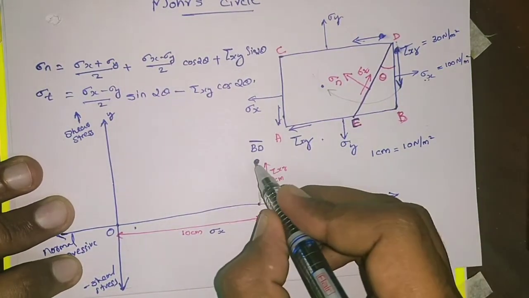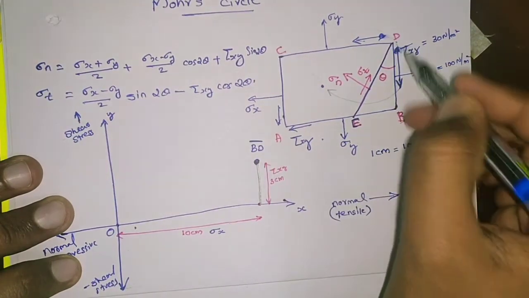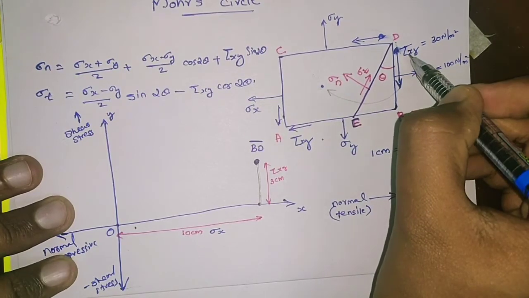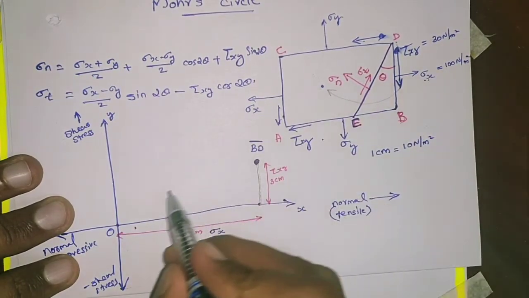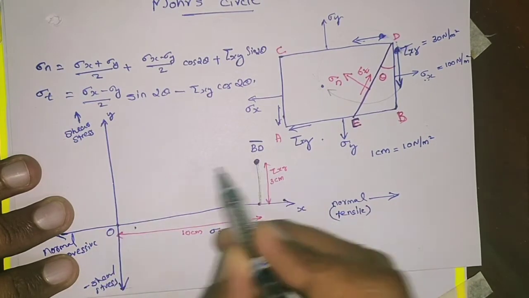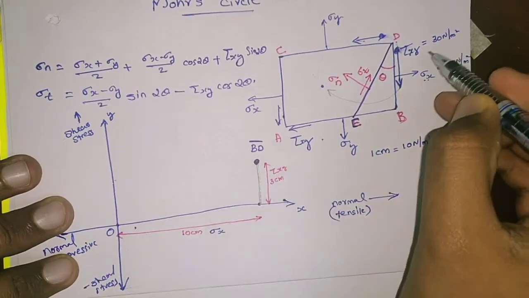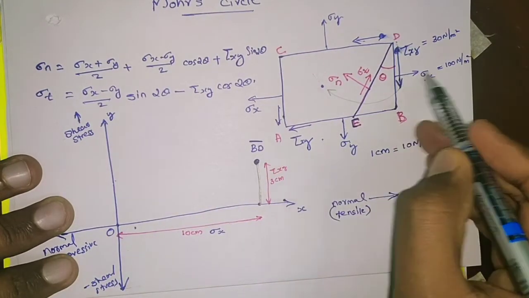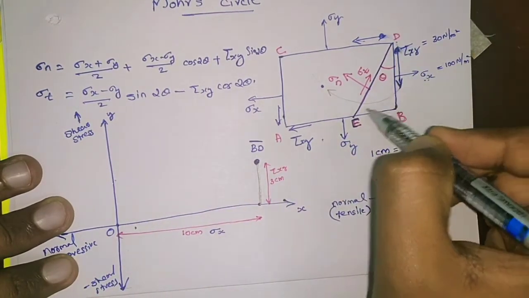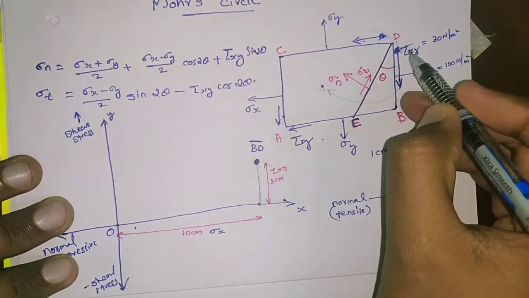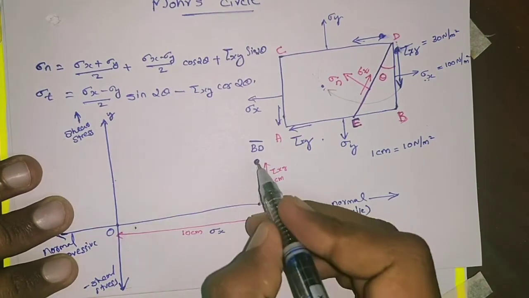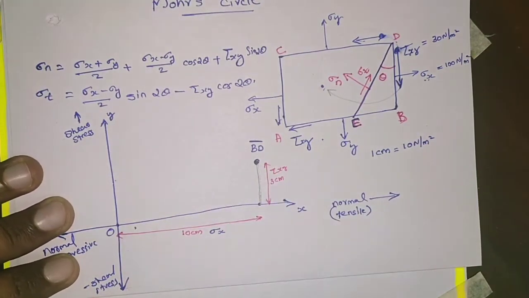This point represents the stress system in the plane BD, because in the BD plane there are two stresses, sigma x and tau xy. Sigma x is represented in the x direction, tau xy is represented in the positive y direction. So the sign convention is: this is tensile, so positive x direction. This is making a clockwise moment with respect to center, so it is a positive shear stress. So this point represents the BD plane.